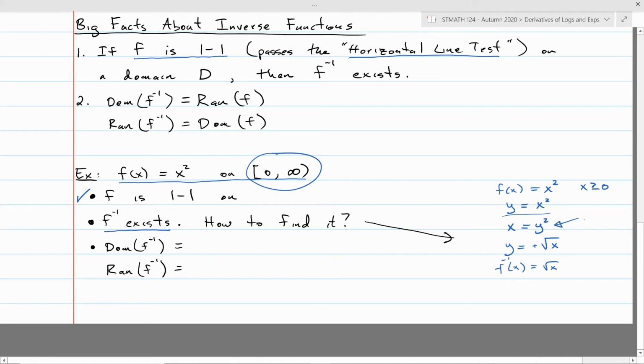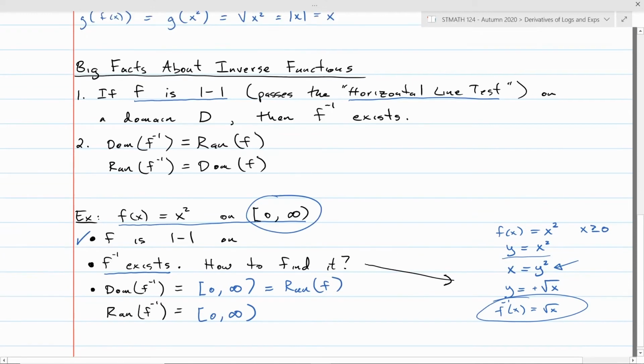And then you can look at the inverse, so we've got f inverse equals square root of x, and you look at that function and see what its domain is. Its domain is all non-negative numbers, and its range is also all non-negative numbers. And that's what we were expecting to get because the domain of f inverse is supposed to be the range of the original function.